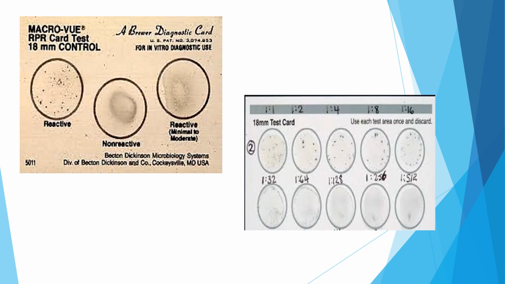Here's an example of a control card and a test card for RPR. Here we can see the antigen, which is the charcoal, and patient serum are mixed together. We rotate the mixture at 100 RPM for 8 minutes, and we look for agglutinins. We report out the results as either reactive, weak reactive, or non-reactive. You can see on the control card on the upper left that we have large agglutinins in the positive or reactive well. We have small agglutinins in the minimal or weak reactive well, and we have no agglutinins in the non-reactive well.